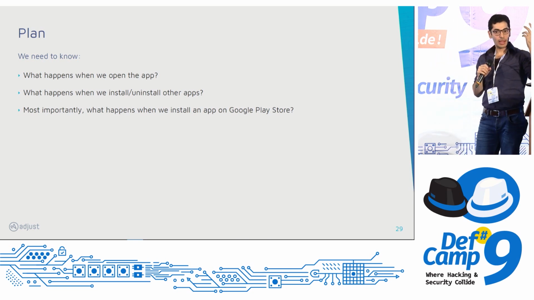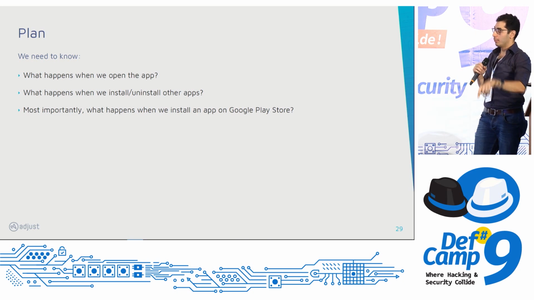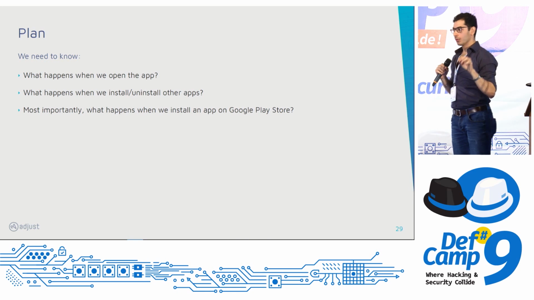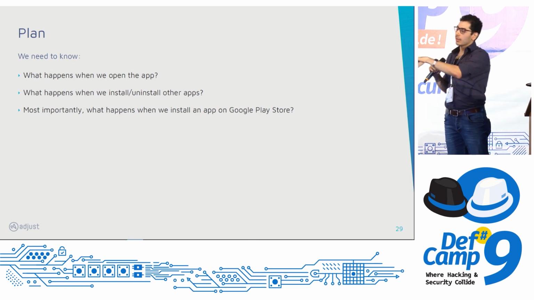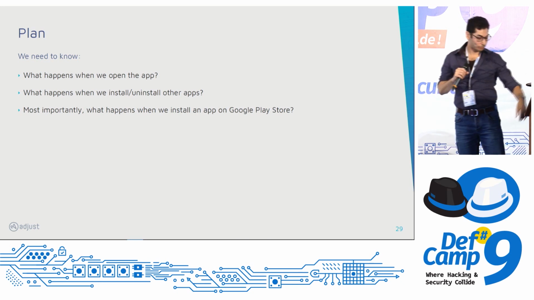There is also a broadcast that gets thrown into the Android ecosystem that other apps can listen to when you uninstall an app. Most importantly, what happens when you install an app through Google's Play Store? Because our initial theory is that this app is conducting a new way of taking a timestamp that could be used for click injections. So the last question is the most important one for me.